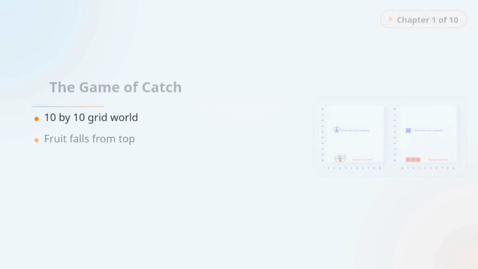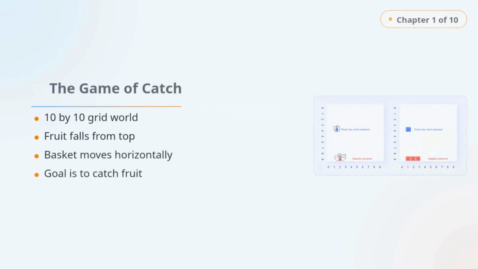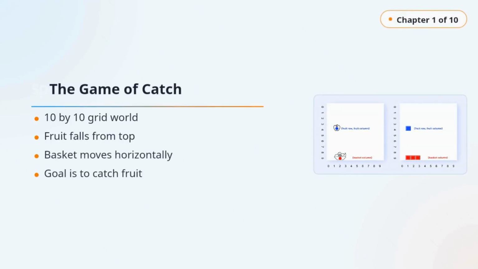Let's start with the problem itself. In Catch, the environment is a simple 10 by 10 grid. A single fruit appears at the top in a random column and falls downward over time. At the bottom there is a basket that is 3 cells wide and can move only left or right across the last row. The agent's job is very straightforward. Move the basket so that it catches the fruit before it reaches the bottom. It's a small game, but it captures the core idea of reinforcement learning beautifully.